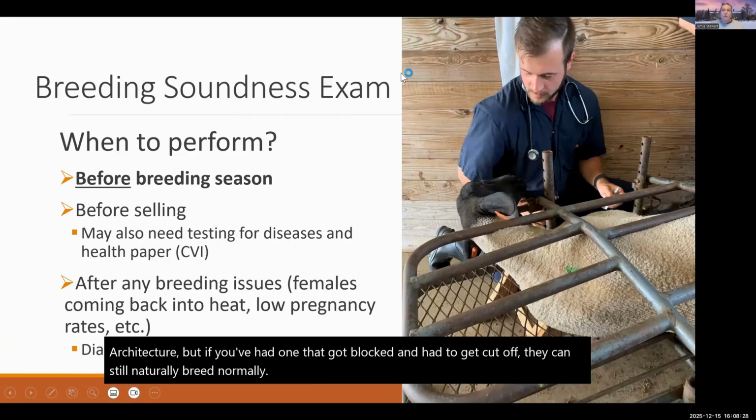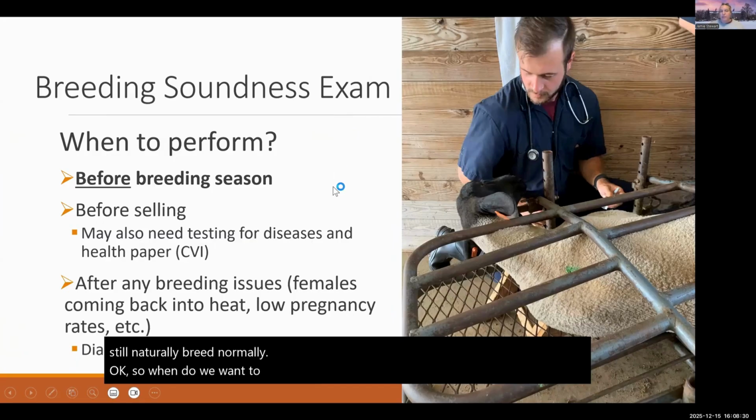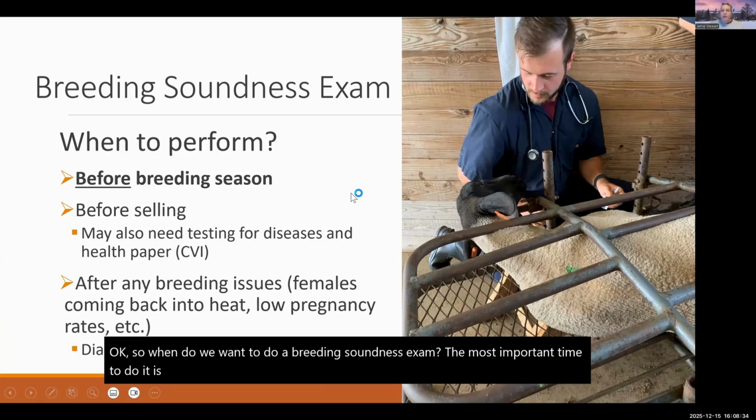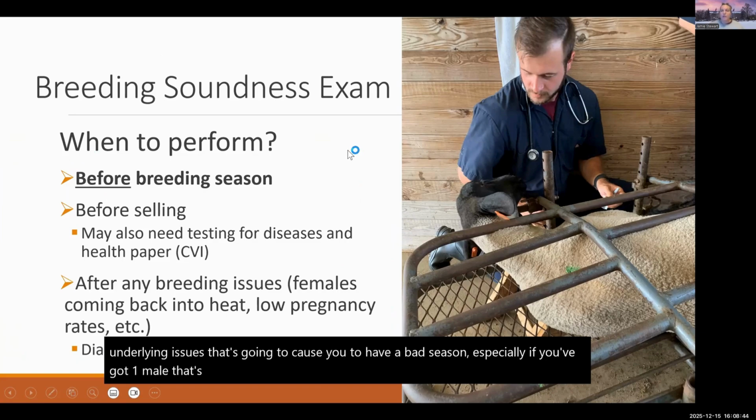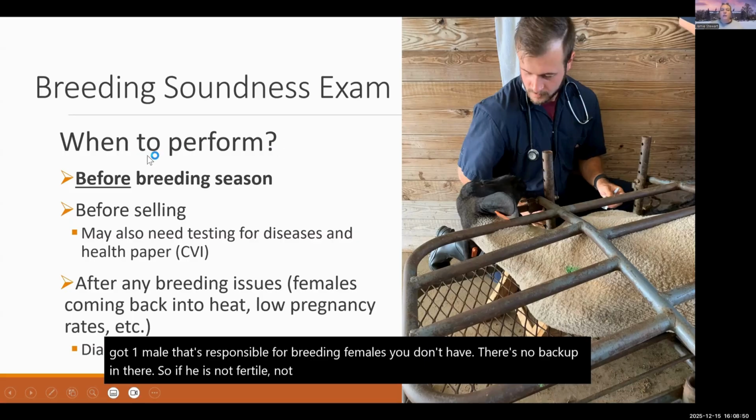Okay, so when do we want to do a breeding soundness exam? The most important time to do it is before a breeding season. This is just to make sure that there's no underlying issues that's going to cause you to have a bad season, especially if you've got one male that's responsible for breeding females. There's no backup in there. So if he is not fertile, not producing good sperm, then your bottom line of getting females pregnant is going to be affected by that.